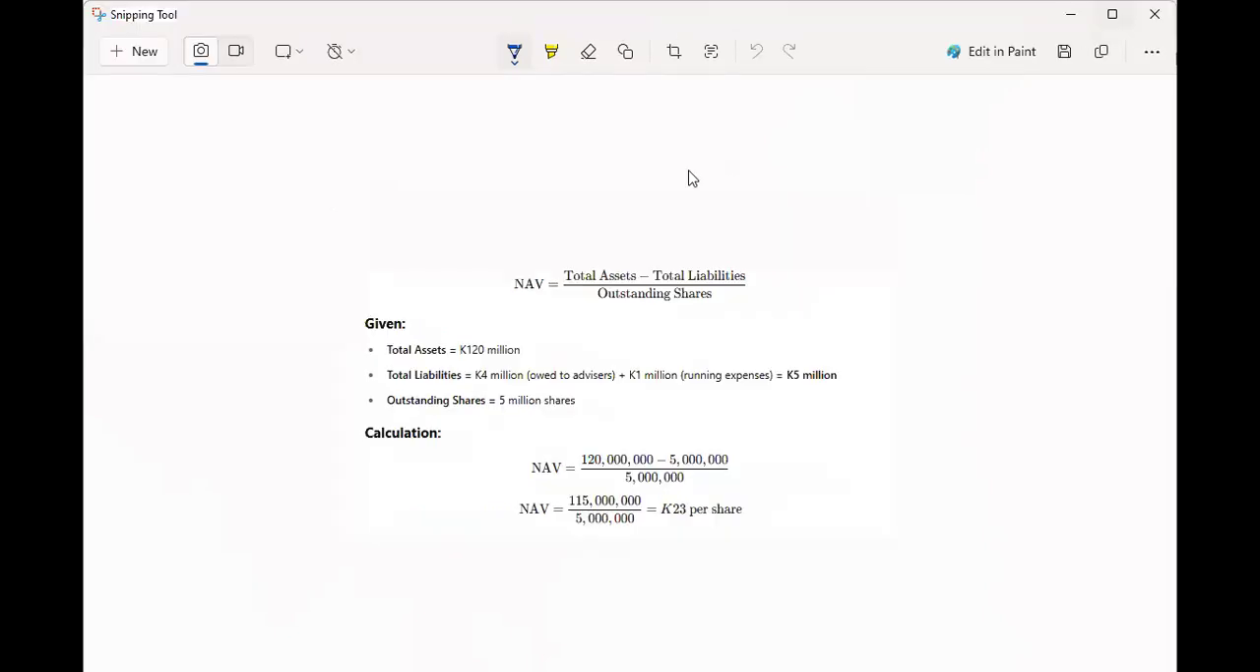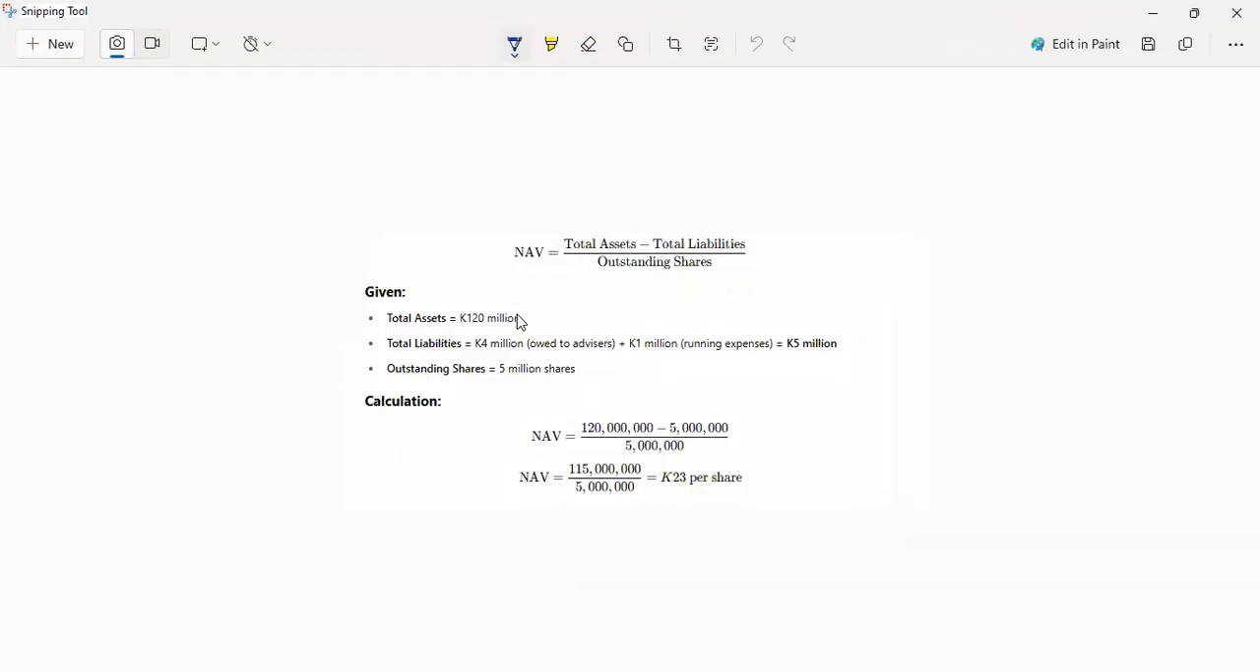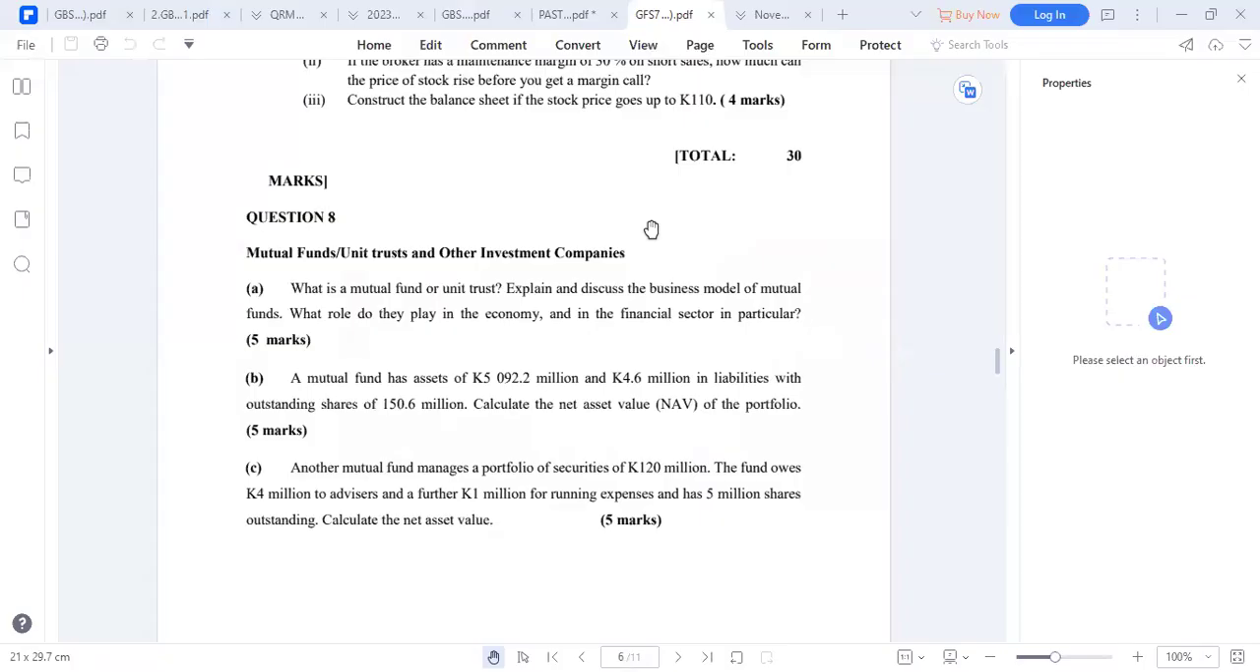So it is the 120 million minus the 5 million, not 4. We subtract this and divide by 5 million shares. So we're going to get a NAV of 23 quarter per share. So this is how we calculate our answer here. Is that clear?